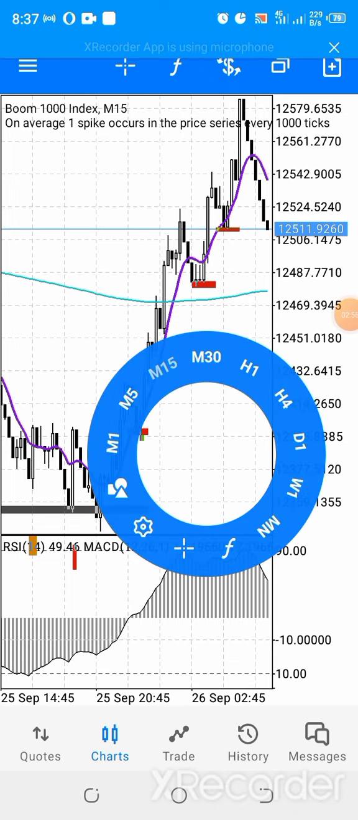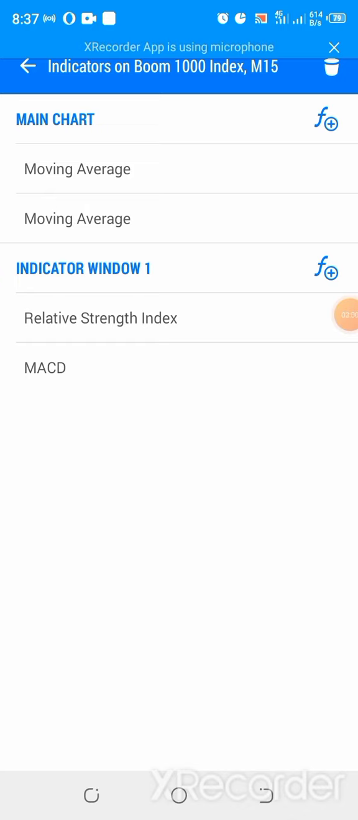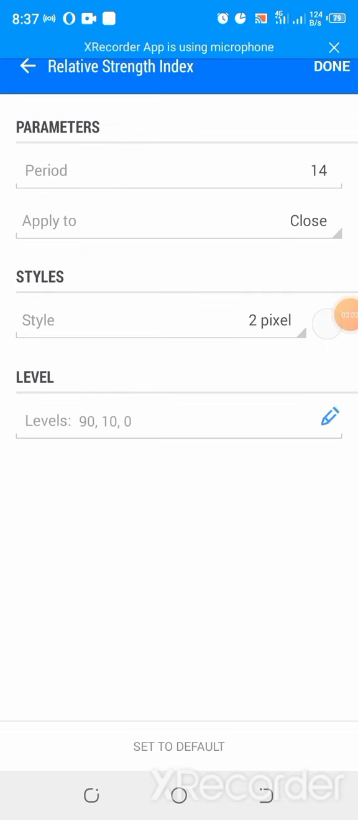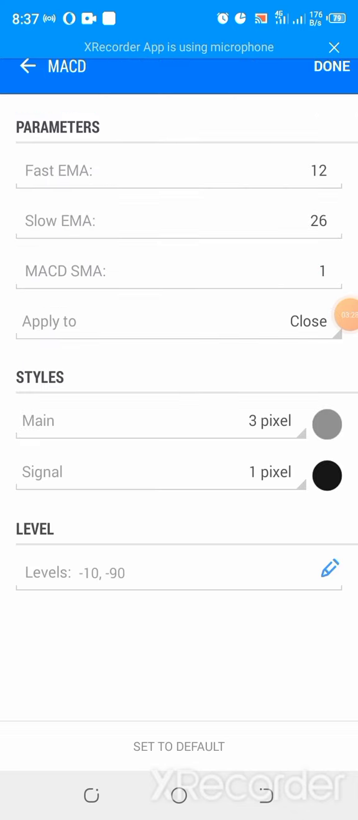After showing you that indicator, on your indicator window, please make sure you use the RSI 14 period, applied to close, style 2 pixel, and use the color of your background. The color of my background is white, so I'm using white. If yours is black, please use black. If yours is green, use green. I haven't seen a green background on phone, maybe on laptop. But for now, use the color of your background. The levels are 90 for overbought, 10 for oversold. Just copy. I don't want to dwell much. Then the MACD, please just look at the settings. Very important. Let's go back.